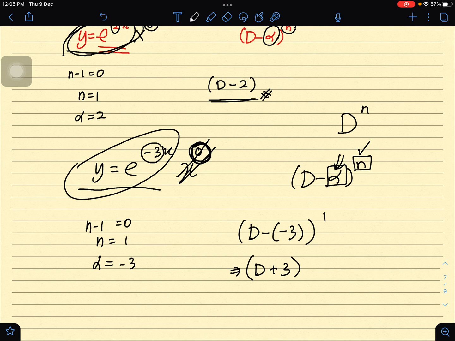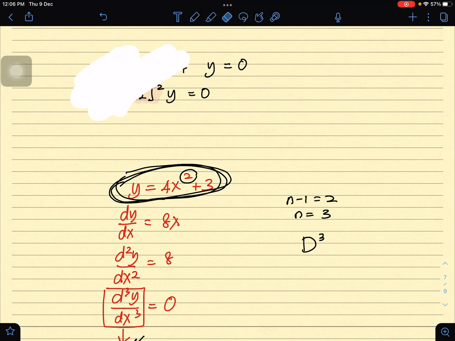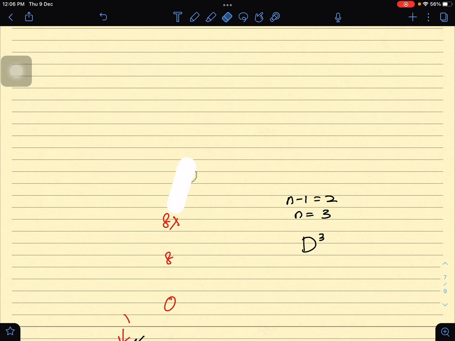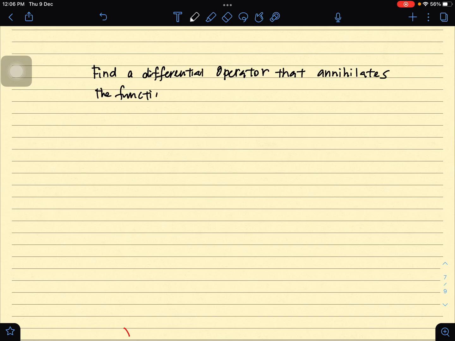Okay, so let's see another example. If the question asks you to find a differential operator that annihilates the function 1 minus 5x squared plus 8x cubed. Annihilates means the differential operator makes your function become 0. Okay, the question asks you to find the differential operator that annihilates the function 1 minus 5x squared plus 8x cubed.